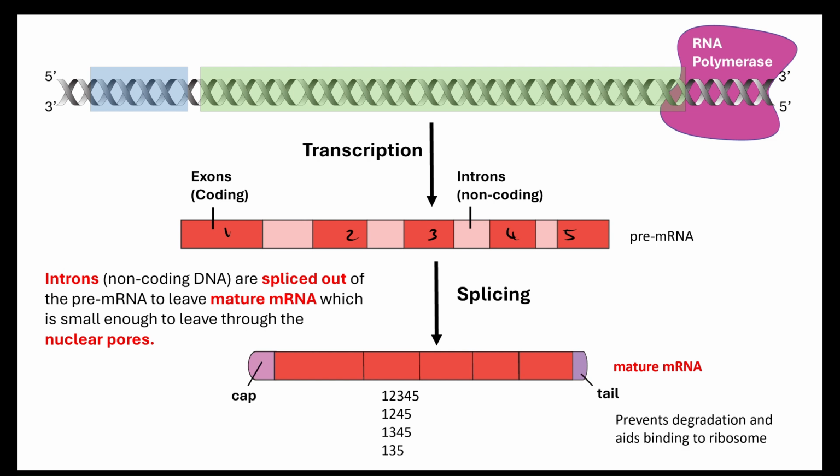The other thing to note is that this mature mRNA is going to leave the nucleus and move into the cytoplasm. Therefore, that could result in degradation of the mRNA. So to prevent that degradation and to aid it with its binding onto the ribosome, before it leaves, it has a cap and a tail added to it, and that helps it to be stabilized so it can make its way to the ribosome for the next stage, which is translation.